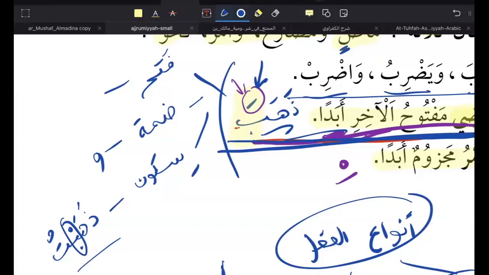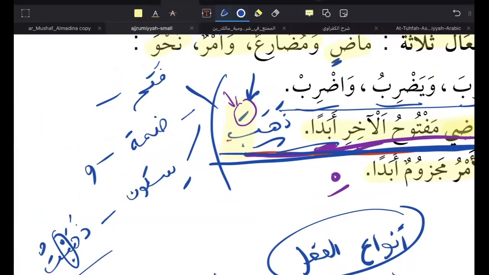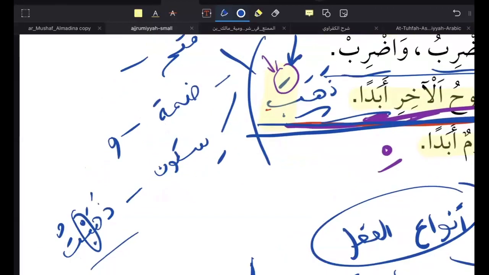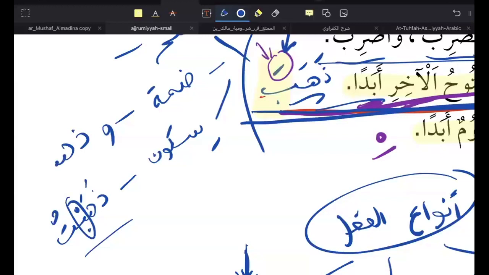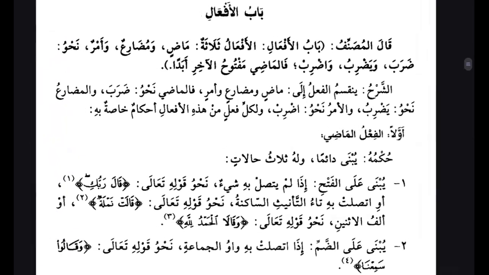I think you should focus on this explanation, because Alfiyyat ibn Malik and all of these other places use this explanation, not what the Musannif is using here. So your past tense verb can be mabni on fatha, or mabni on dhamma, or mabni on sukun. So for dhahabu, they will say no, this is not mabni on fatha, this will be mabni on dhamma. فهمتم?